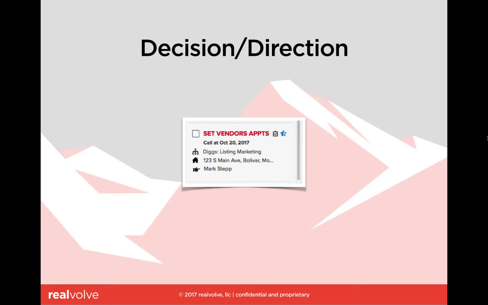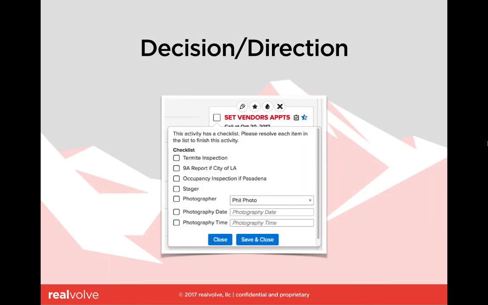The set vendor appointments. Now, set vendor appointments as an activity kind of makes sense. I mean, you've got to do some setting of appointments, but if you're brand new, you might not know really what that entails. So you go to check off the little box there, and you notice that all of a sudden it pops up a checklist of activities. And this is where that decision and direction piece comes into play. This pop-up list of checklist items. Over on the left, you see all the checklist boxes themselves. You see the termite inspection, the city reports, and things that have to get done.